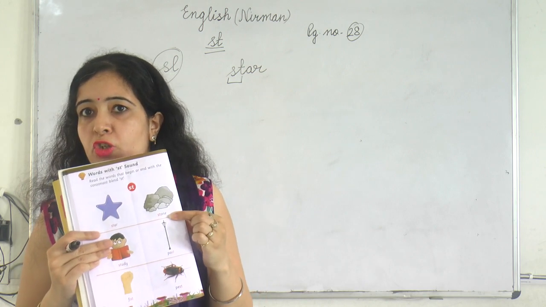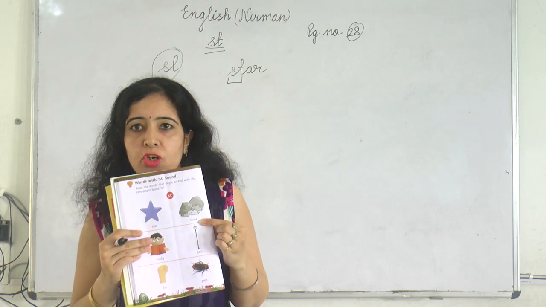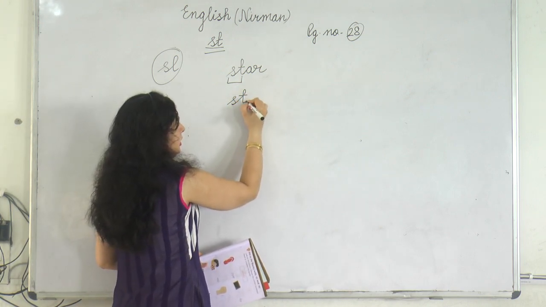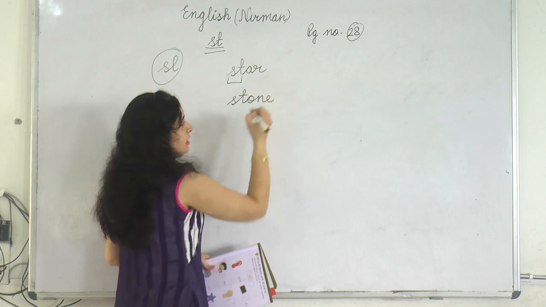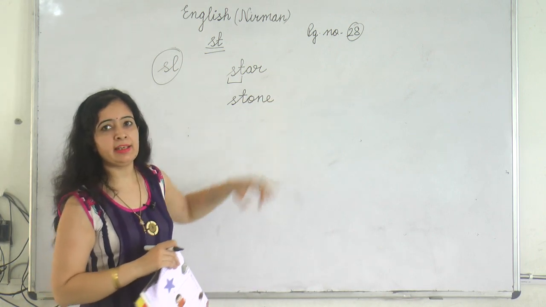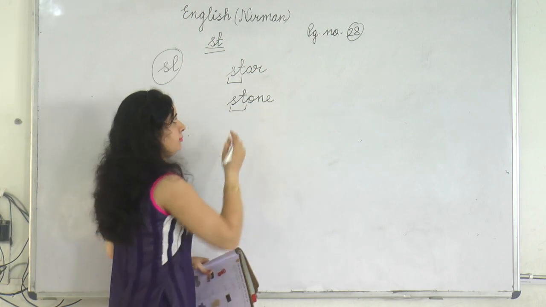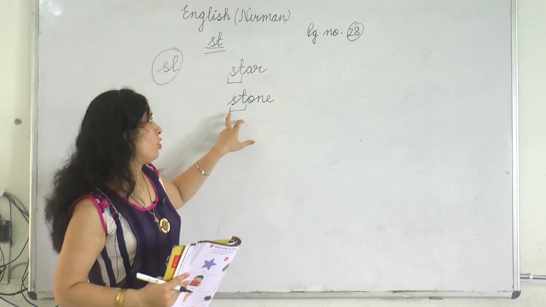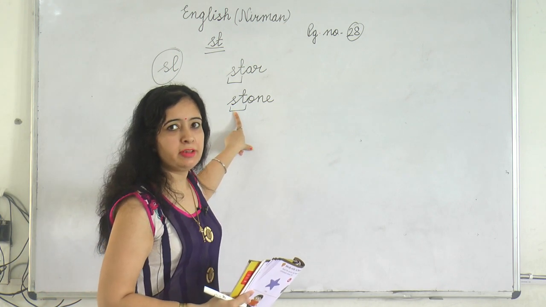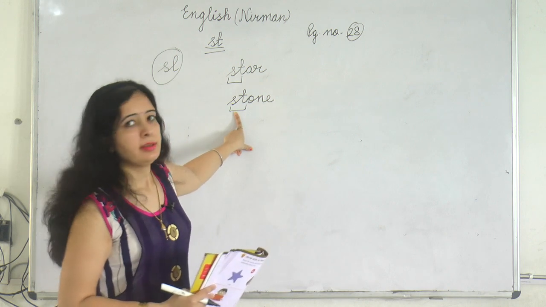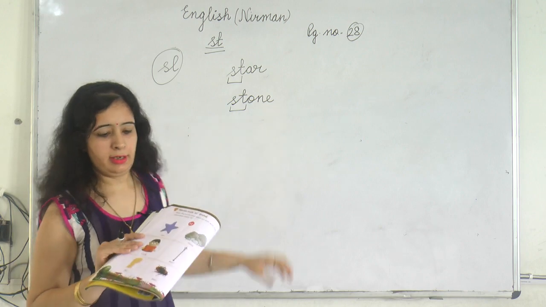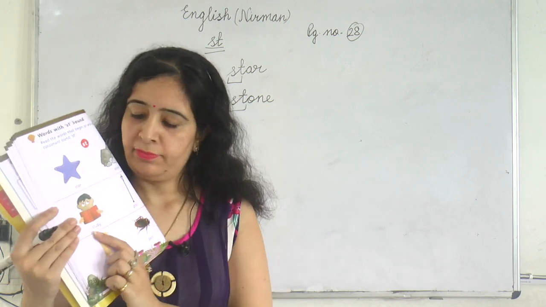It's stone. S, T, O, N, E, stone. So which is blend in this spelling? ST. ST is consonant blend. Speak with me. Stone. Repeat again. Stone. Now take next picture.